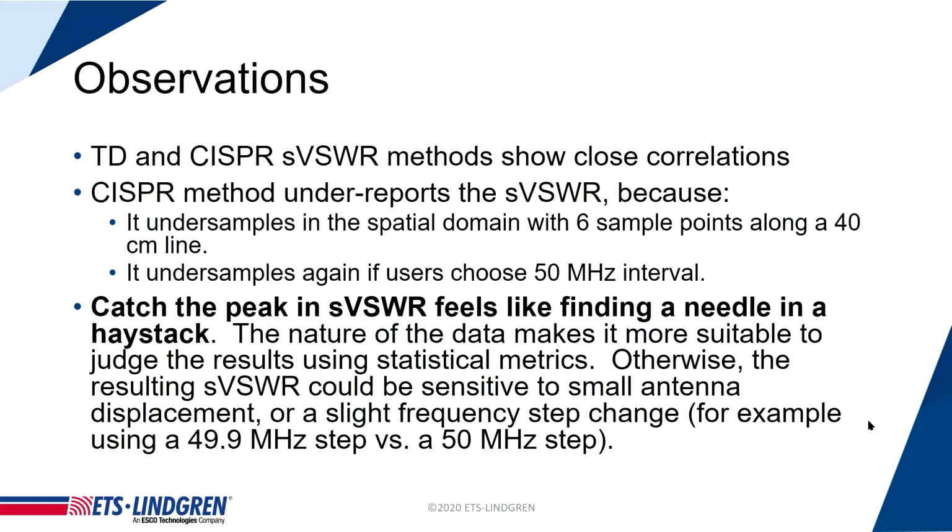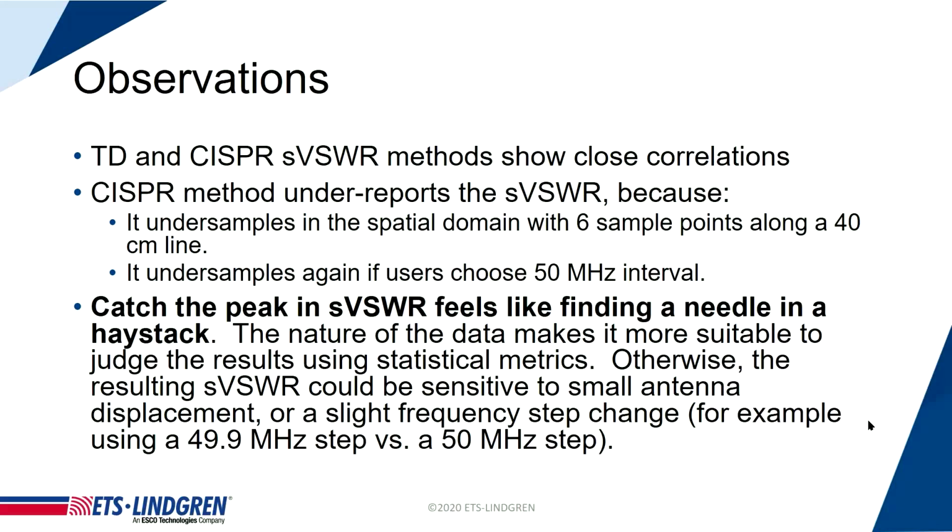A couple of observations: the TD and CISPR VSWR methods show close correlation. And the CISPR method underreports the data because of these two undersampling issues in the spatial domain. And again, it also undersamples in the frequency domain. Neither of these issues is a problem with the time domain method. With the CISPR method, you're really undersampling. It's like finding a needle in a haystack. You're always going to undersample somewhat.